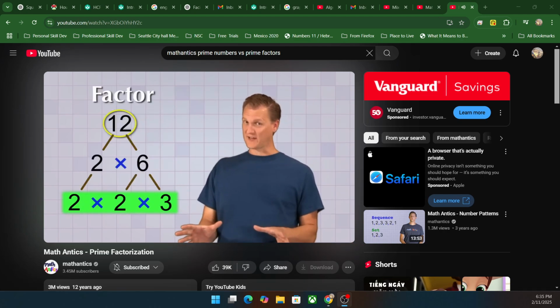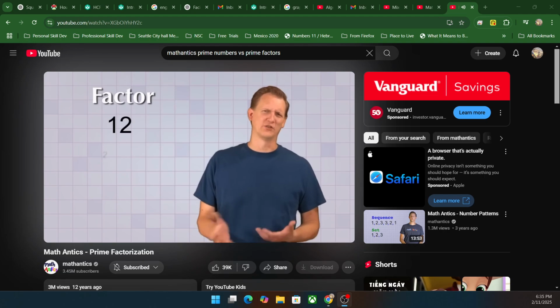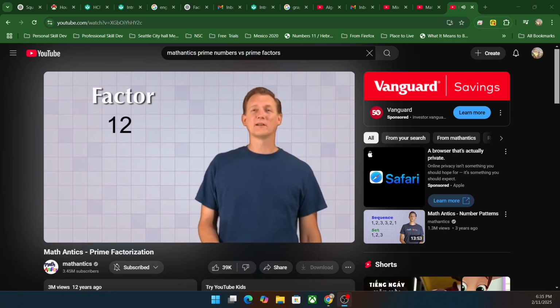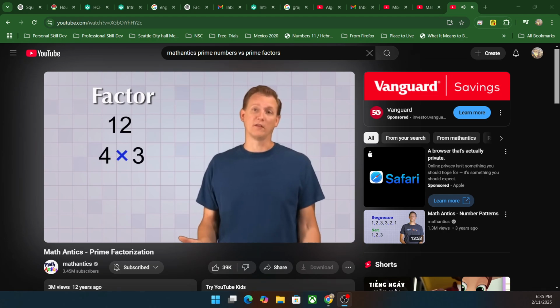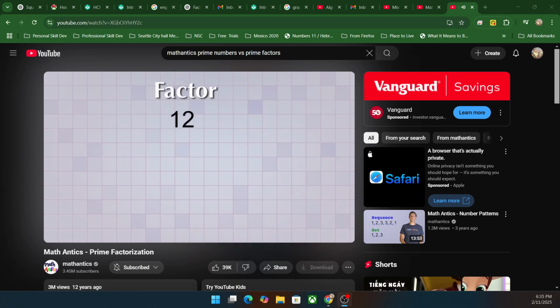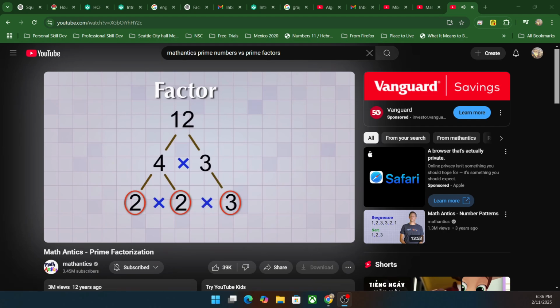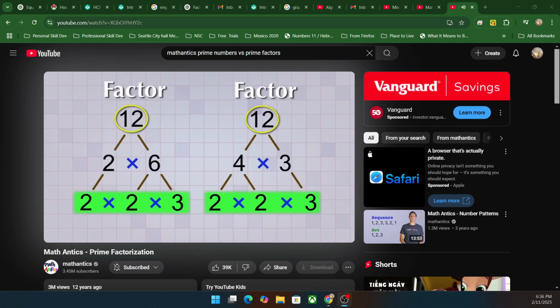Now I know what some of you are thinking. I didn't want to factor 12 into 2 times 6. I wanted to factor it into 4 times 3. Well, okay then, let's try it that way. This time we'll start by factoring 12 into 4 times 3. But remember, we need to keep factoring until all of our factors are prime numbers. So let's see. Are 4 and 3 prime numbers? Well, 3 is prime, but 4 is not. 4 can be factored into the primes 2 times 2. And again, if we bring down that 3 from the first step, we see that we have 3 prime factors for 12, and they're the exact same ones that we got the first time.